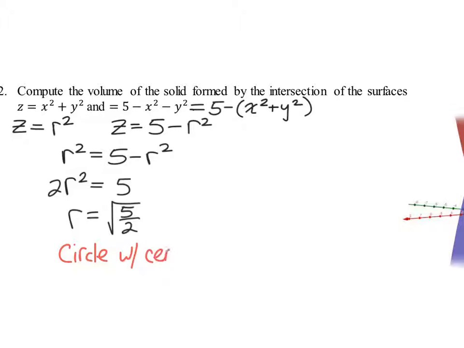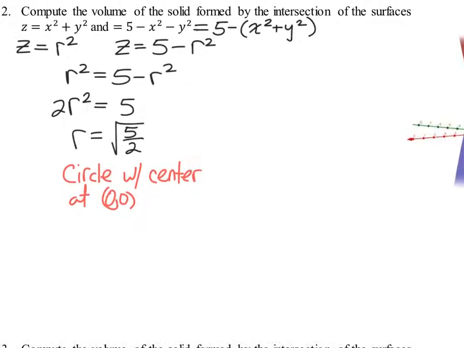So this is a circle with center at 0, 0, and the radius is stated. So I can draw that poorly. And that's going to help me get a sense of the bounds.